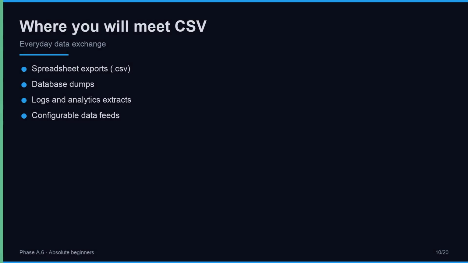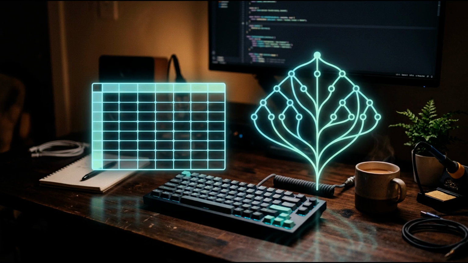Where will you actually meet CSV in the wild? Spreadsheets export CSV directly. Open any productivity tool and look for export as CSV. Databases dump their tables as CSV for backups and sharing. Analytics tools export reports as CSV so other tools can consume them. Many data feeds, prices, inventories, contact lists, arrive as CSV attachments or downloads. If you work with data, CSV will cross your path constantly. You will meet CSV often. CSV keeps data flat and tabular.